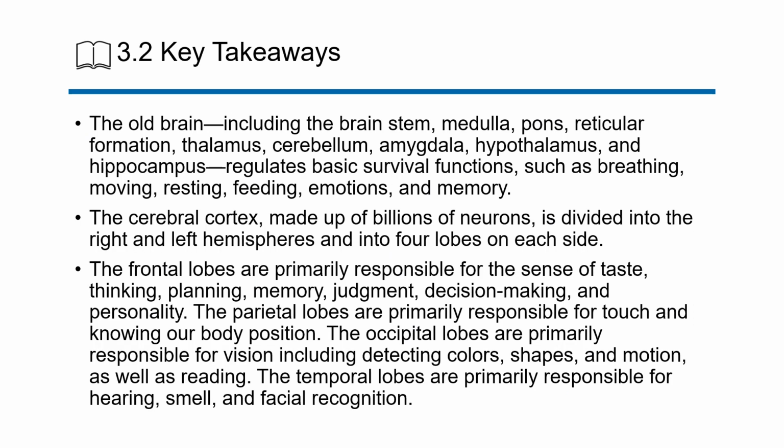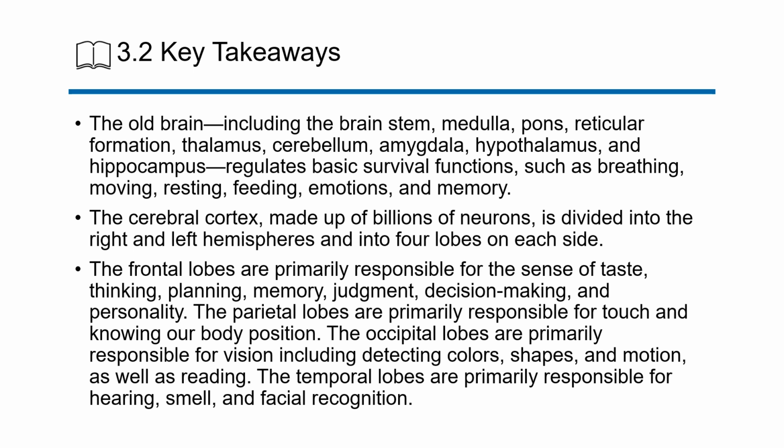Takeaways from this section. The old brain, including the brainstem, medulla, pons, reticular formation, thalamus, cerebellum, amygdala, hypothalamus, and hippocampus, regulates basic survival functions such as breathing, moving, resting, feeding, emotions, and memory. The cerebral cortex, made up of billions of neurons, is divided into the right and left hemispheres and into 4 lobes on each side. The frontal lobes are primarily responsible for the sense of taste, thinking, planning, memory, judgment, decision-making, and personality.